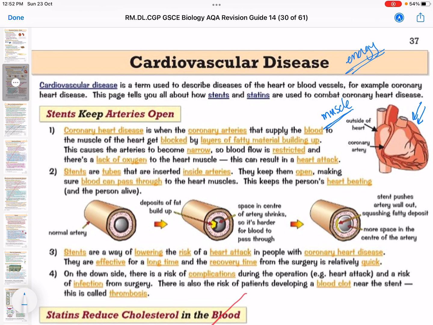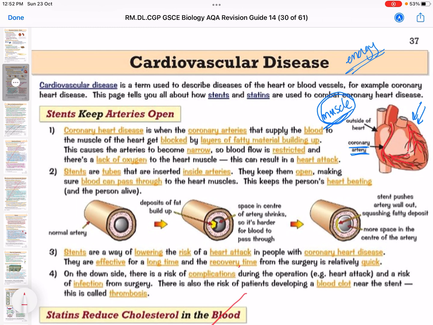So what's the name of the blood vessels that provide the heart as muscle with the blood? Okay, it's called coronary artery. Coronary arteries are the arteries that provide the heart itself with the oxygenated blood. And there are also coronary veins that take up the carbon dioxide and the waste from the heart muscle.